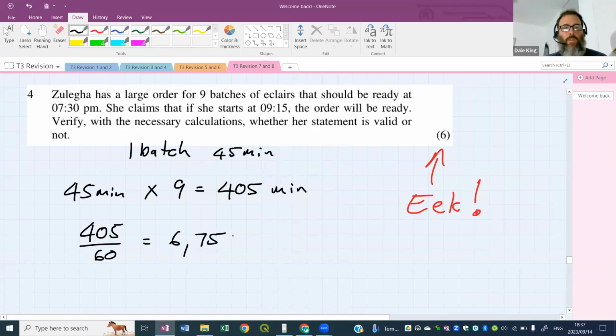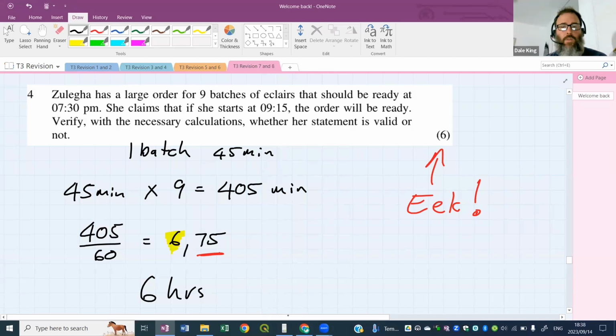Now, the problem with this is the decimal. With this method we're getting decimal hours, and that's not 75 minutes, that's 0.75 of an hour. Just be careful of that. The better way is to ask how many hours are there in 405? We can see there are 6 hours. So let's work with that first. The question is, how many minutes do we have left?